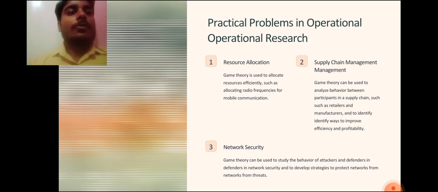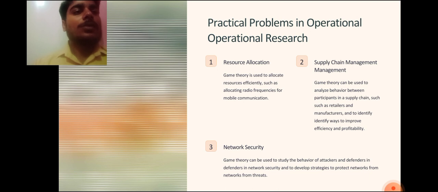Problems are an outcome in every research. First, the first problem in game theory is resource allocation. It is used to allocate resources efficiently, such as allocating radio frequencies for mobile communication. The second is supply chain management. Game theory can be used to analyze the behavior between participants in a supply chain, such as retailers and manufacturers, and to improve efficiency and profitability.